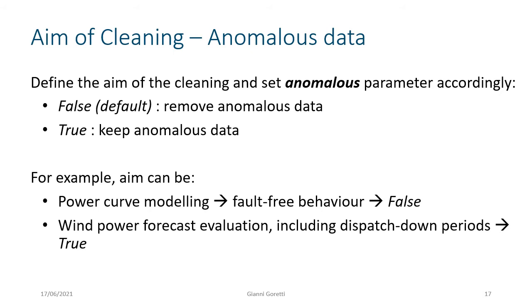If on the other hand we want to evaluate a wind power forecast and we have observations for each turbine, and we want to evaluate these forecasts including periods of dispatch down, curtailment, or outage of the turbines, then we set the parameter to true. So we keep the anomalous data because, although anomalous, they do reflect the actual operation of the turbine.